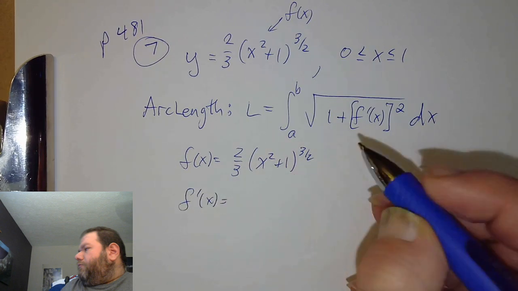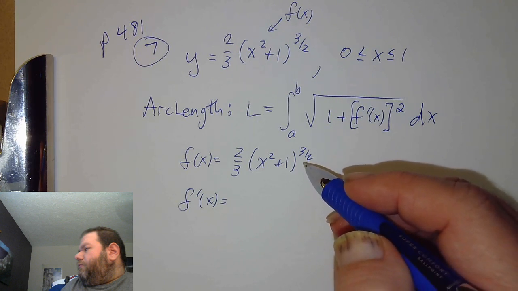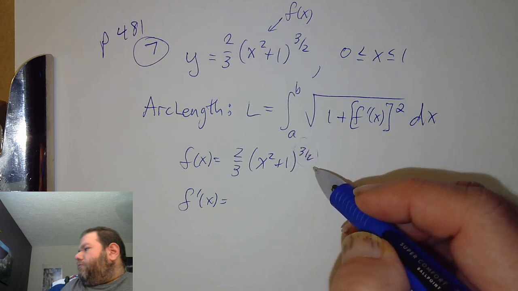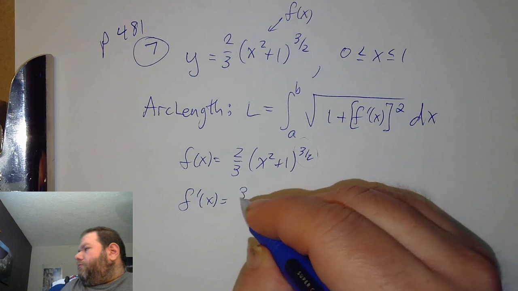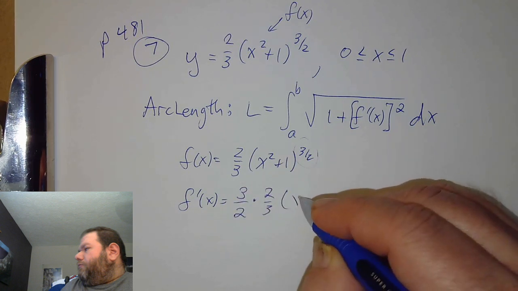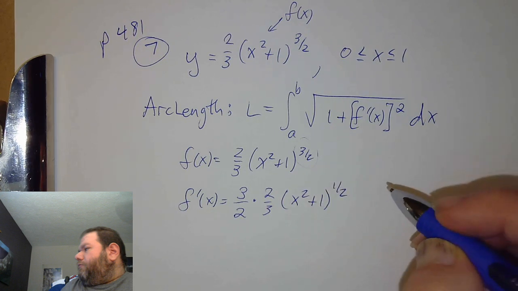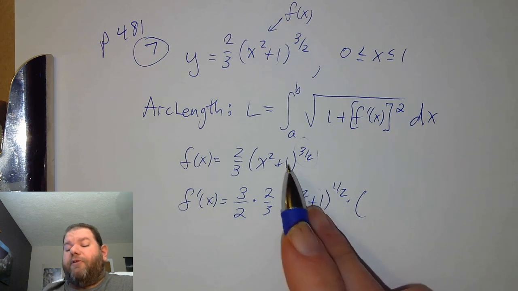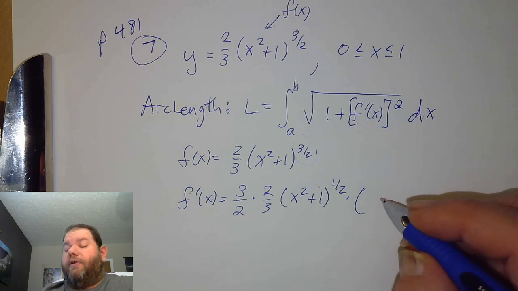So f prime of x, we know this is a power rule. Actually, it's a chain rule if we want to be more specific. And in the chain rule, we do the outside part first, which is this exponent. So we take 3/2 and multiply it in front. We then decrease the exponent by 1, and then multiply by the derivative inside the parentheses, which the derivative of x squared plus 1 is 2x.